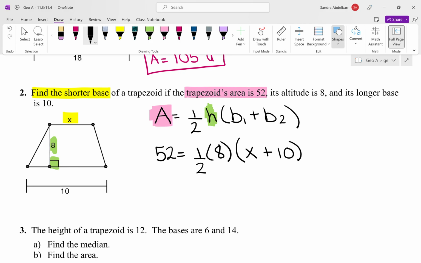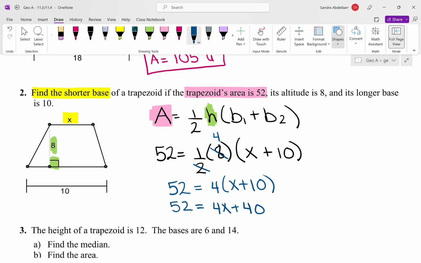But can I multiply a half and 8? Absolutely. What's half of 8? 4. So now we have 52 equals 4 times the quantity of x plus 10. Good. Now this is multiplying because of the plus sign. I'm not only multiplying the 4 and the x. I have to distribute that 4 to the x and the 4 to the 10. So now we have 52 is equal to 4x plus 40.